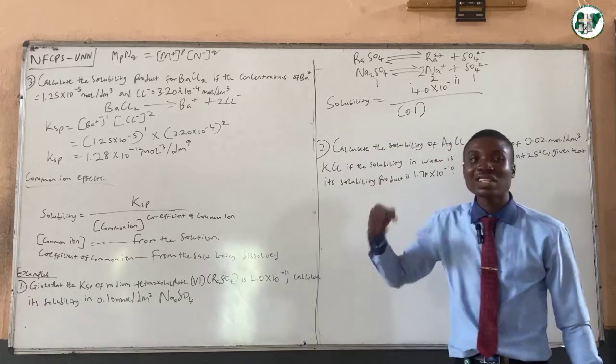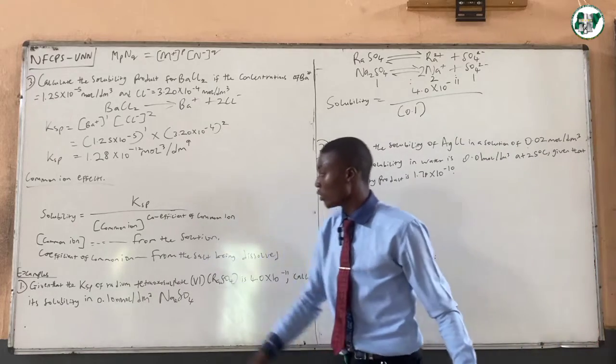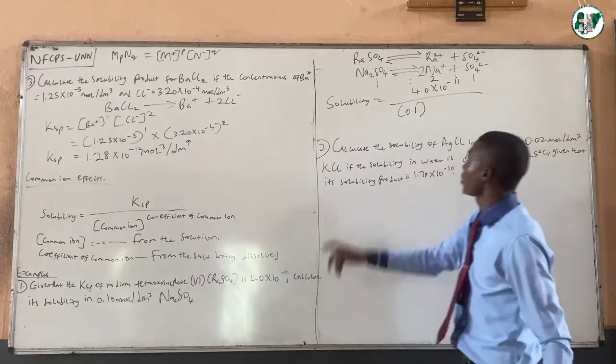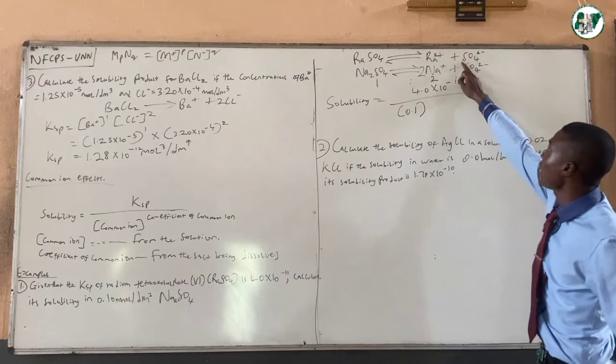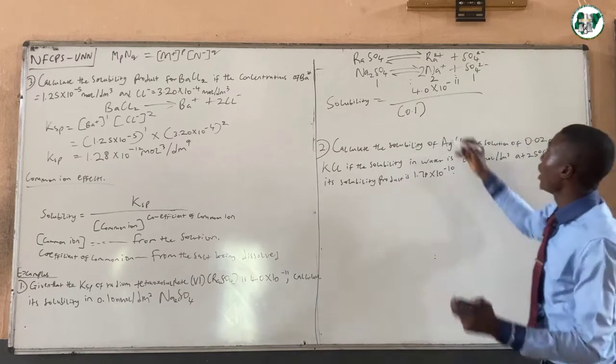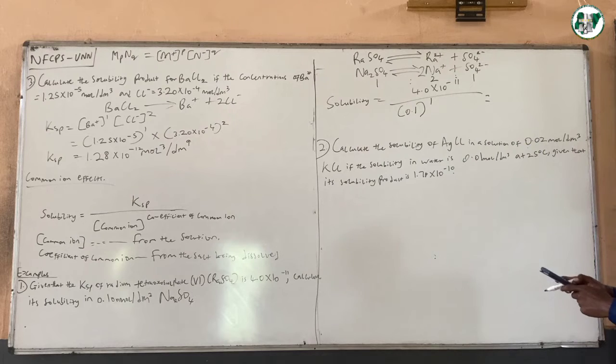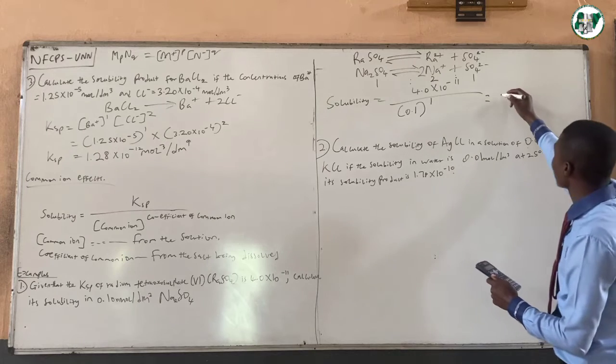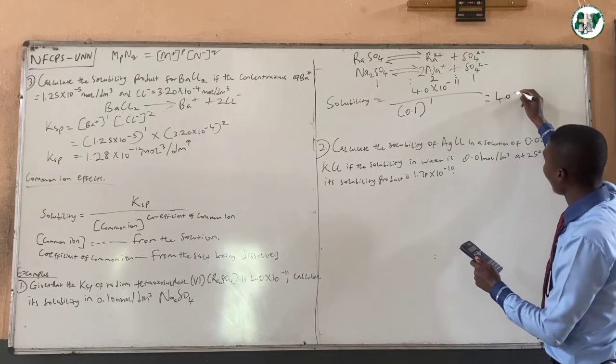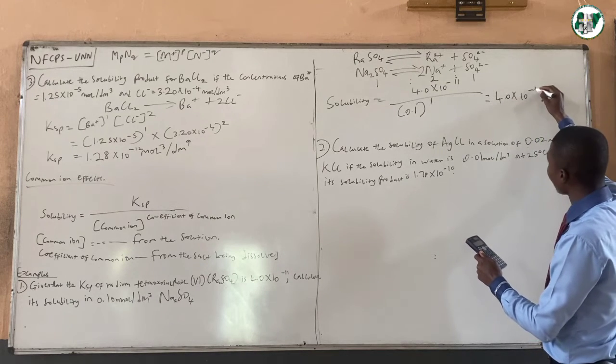According to this question, the salt that is being dissolved is radium tetraoxosulfate 6. So we are going to be working with radium tetraoxosulfate 6, and the coefficient here is 1. So for you to work on this will now be 4.0 times 10 raised to the power of minus 11 divided by 0.1, raised to the power of 1. So this is going to be 4.0 times 10 raised to the power of minus 10.